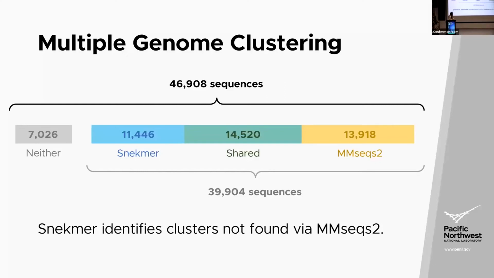Excitingly, we find that Snekmer identifies clusters that aren't found via MMSeq2. And this is the subject of ongoing work where we're evaluating whether or not these clusters are false positives or actually contain interesting information. But I think the fact that our clustering method based on the AAR K-mer approach generates unique clusters that can potentially add new information or be used as an additional annotation tool is pretty exciting. And we're really interested in exploring that in more detail.